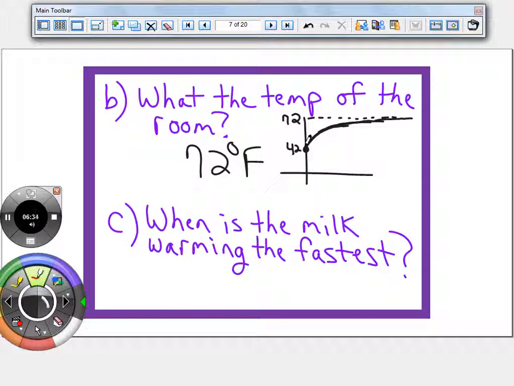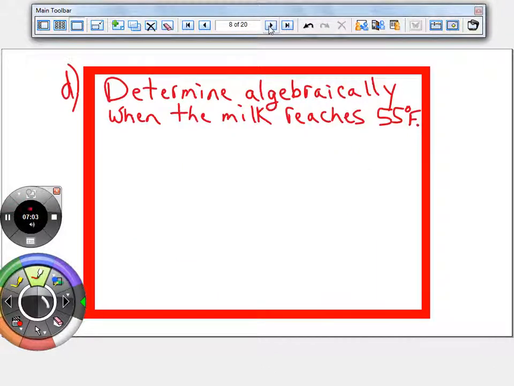Let's see what I want to do. Oh, when's it warming the fastest? Well, it actually warms the fastest in the beginning. So it's the steepest rate of change. And so it's right at the beginning. So let's just say at the beginning. Okay? All right. Next question.